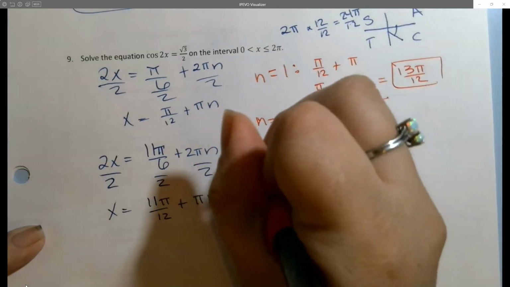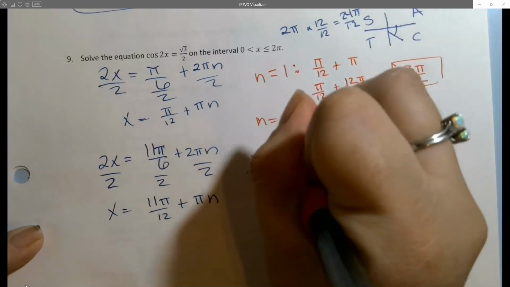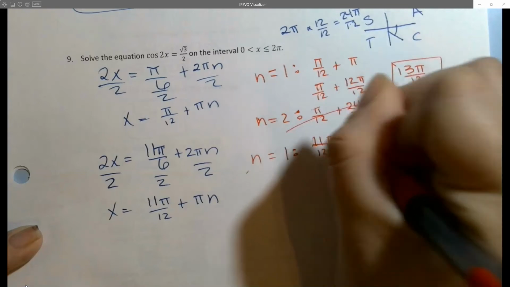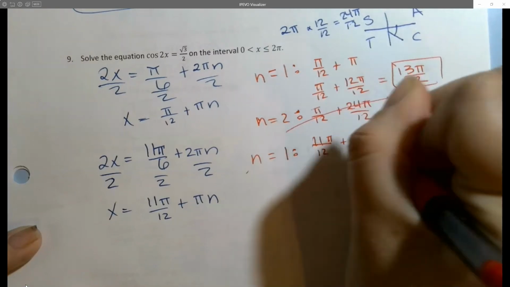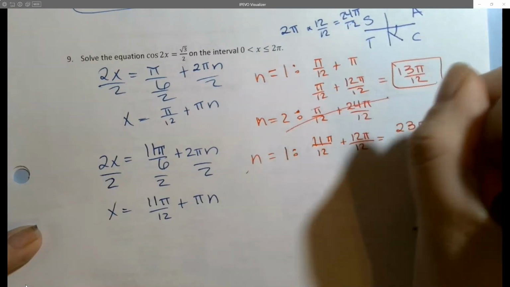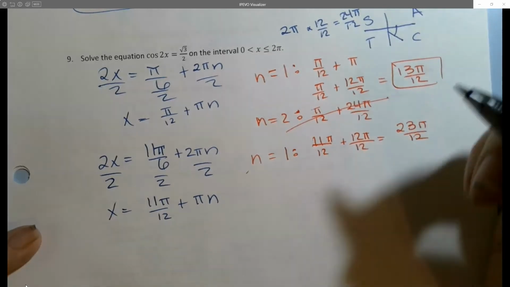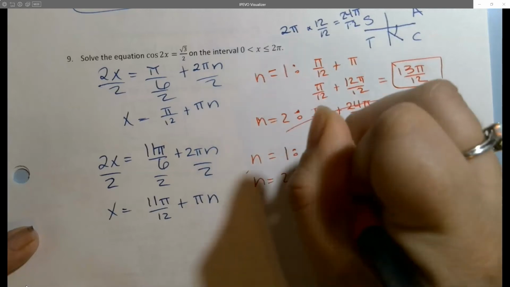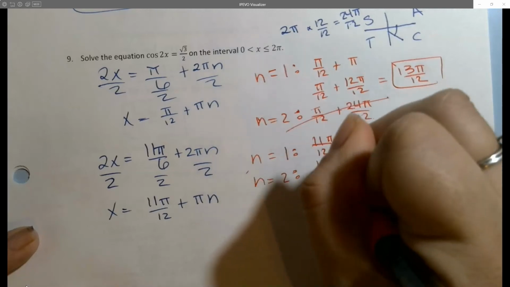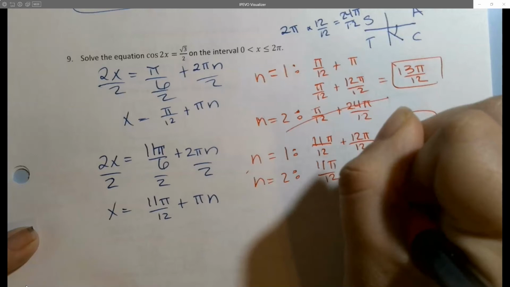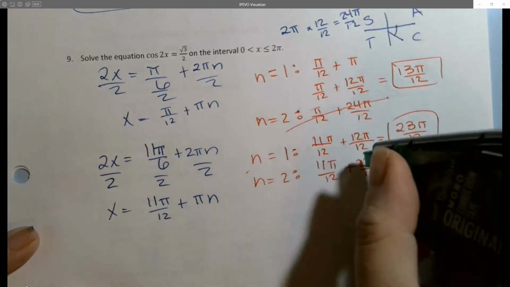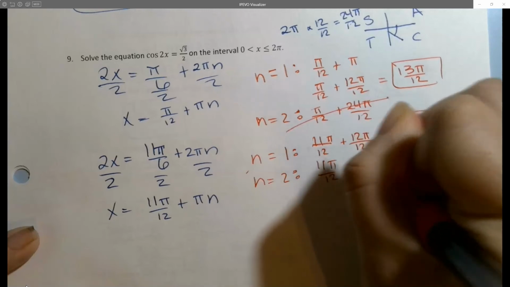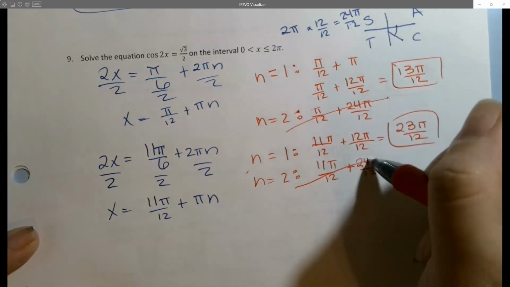I'm going to do the same thing for the equation down below. So I have my n equals 1. I have 11 pi 12ths plus 12 pi over 12, which gets me 23 pi 12ths. That one is below 24, so this one works. Then I can do the same thing for n equals 2. I have 11 pi 12ths plus 24 pi 12ths. Nope, it's already adding over 24. This one's not going to work.